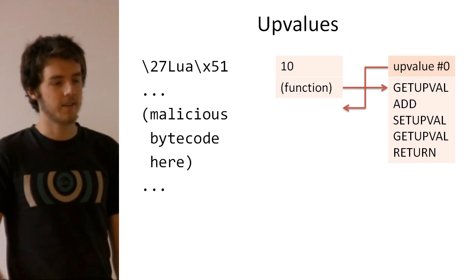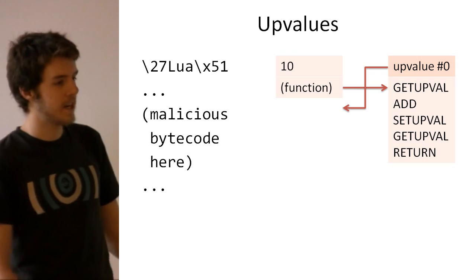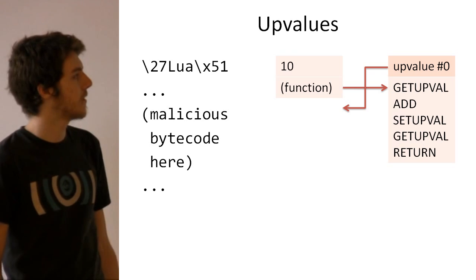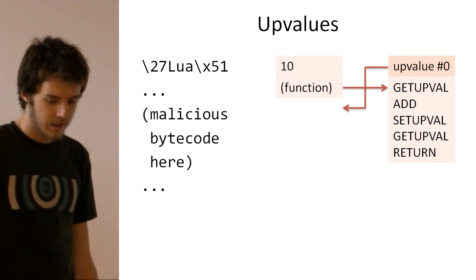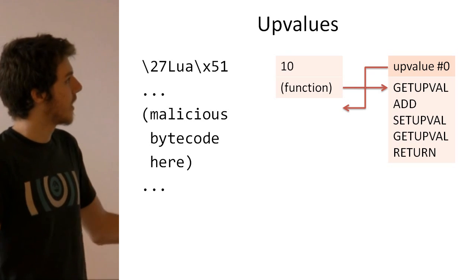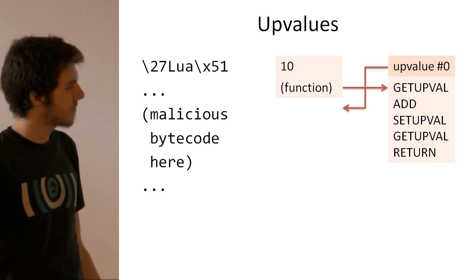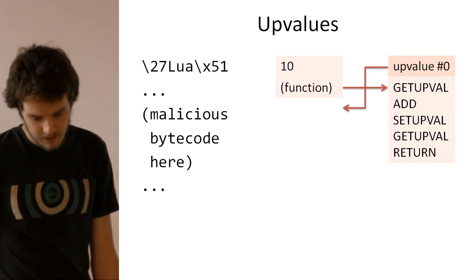And then when we call that function, we can read from that upvalue to emulate the debug library, and it's going to get that local family of functions. So in a nutshell, that's how bytecode is emulating the debug library.